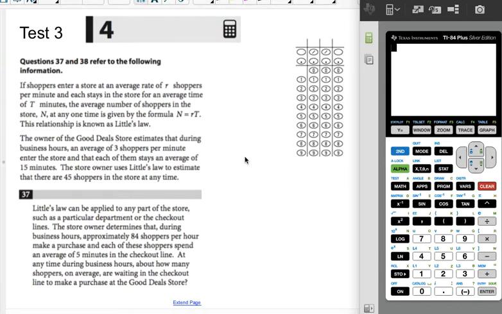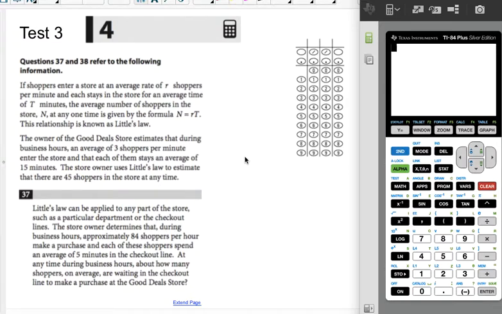If shoppers enter a store at an average rate of R shoppers per minute, and each stays in the store for an average time of T minutes, the average number of shoppers in the store, N, at any one time can be given by the formula N equals RT. This relationship is known as Little's Law.